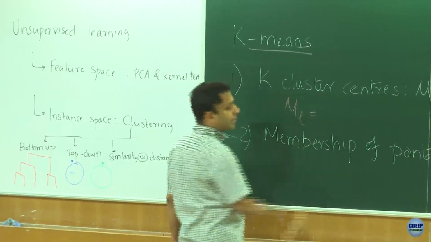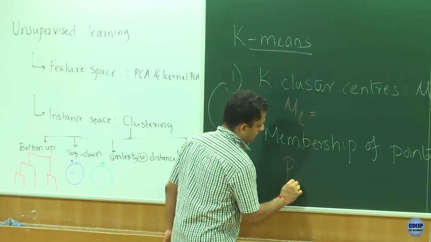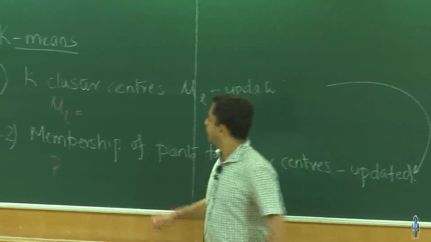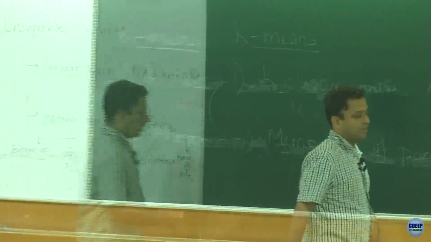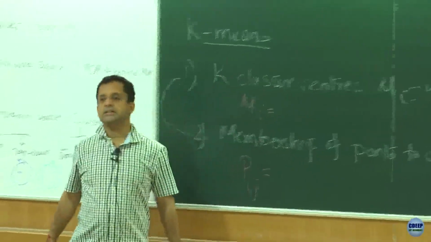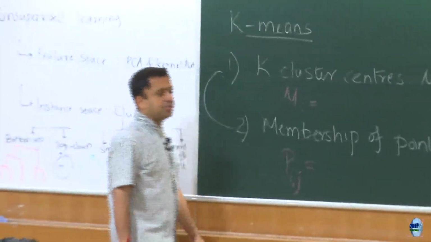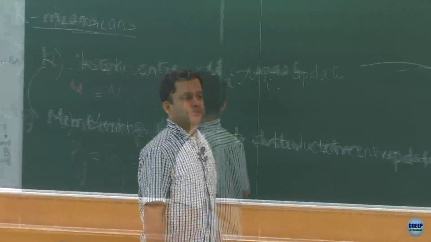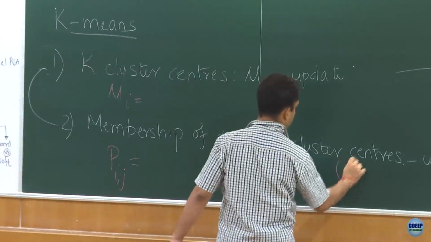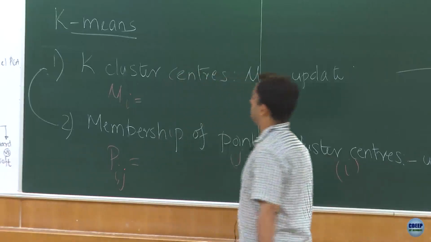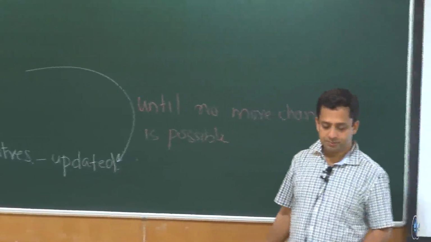So mu_l and P, this mu is superscript, I think, P_il, that's the notation. Okay, so mu_i is the center of the ith cluster, P_ij is the membership of the jth point to the ith cluster, of point j to cluster center i. So these are the two equations we are concerned with.